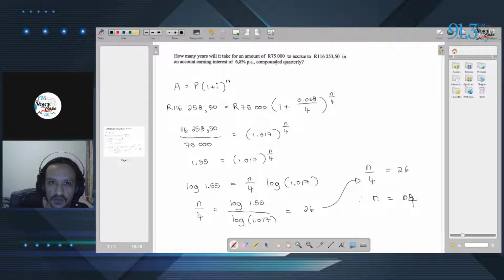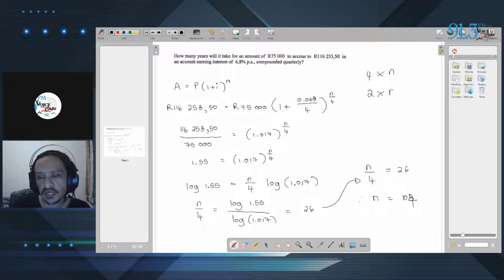Which makes sense, because if we're compounding something quarterly, that means within 1 year we are doing 4 times the interest. If something's compounded semi-annually, we are doing 2 times the interest per year, basically. And if it's compounded annually, it's only 1 times the interest within that year. So this is supposed to be 4 times n, 4 times n, 4 times n. And then this value is just too big.